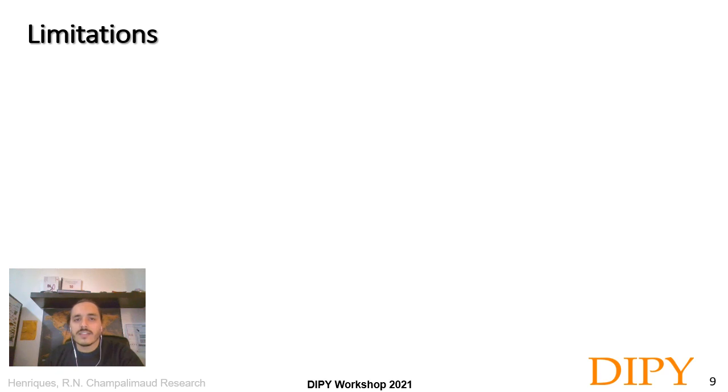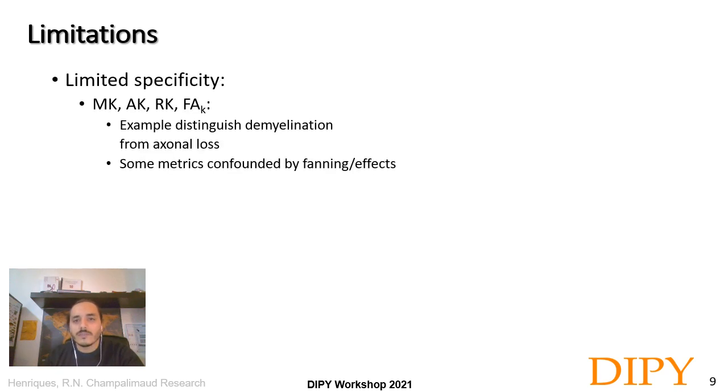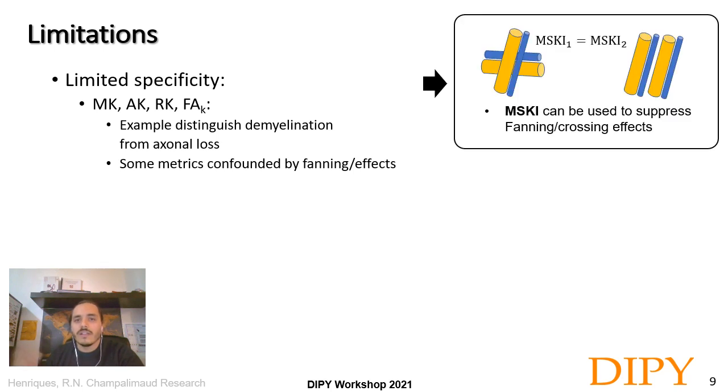Just to indicate some limitations of DKI: as it is a phenomenological technique, it doesn't reveal direct biological properties. For example, DKI cannot be used to distinguish demyelination from axonal loss in healthy aging, so you really need caution in interpreting its results. As with DTI, some standard DKI metrics can be biased by confounding fanning and crossing effects. However, in this talk I showed how you can use the mean signal DKI to suppress these confounding effects.